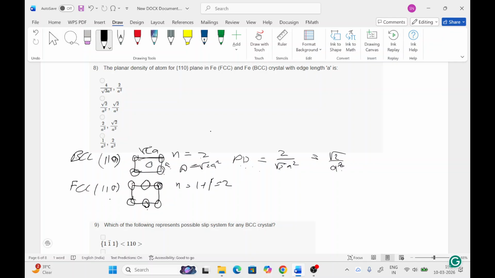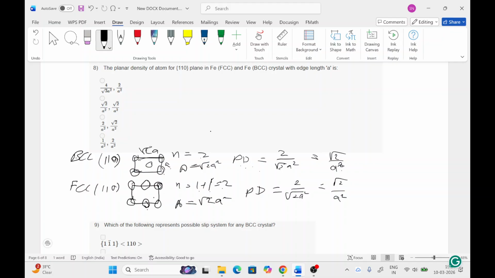And for FCC, the 110 plane is shown like this, means four corner atoms and two face centered atoms. So four corner atoms will give 1 and the two halves of face centered atoms will give 1. So there are two atoms and the area will be the same, means root 2 a square. So the planar density will be 2 by root 2 a square. Oh, this gives root 2 by a square.